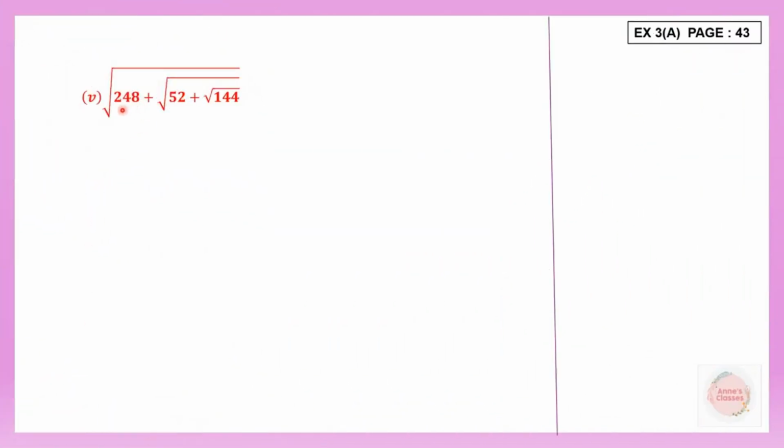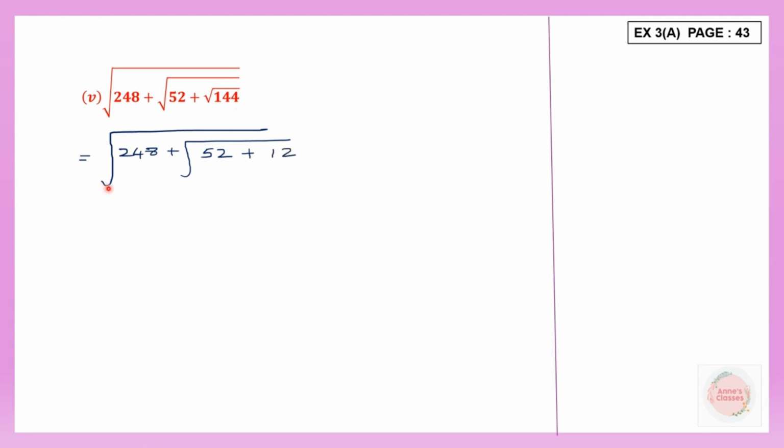Question 5. So here we have a square root. Inside that we have another one and again inside that we have another one. So whenever you have square roots inside one another, you will solve the one that is innermost first. So this is the one that we have to solve first. The rest remains the same. So this will be square root of 248 plus the square root of 52 plus the square root of 144, and the square root of 144 is 12 because 12 into 12 is 144. So we have solved the first square root.